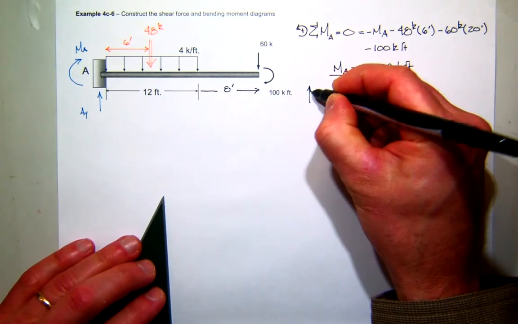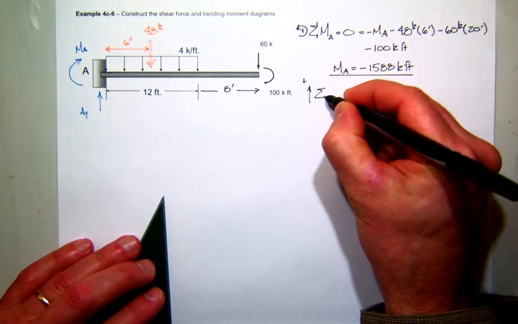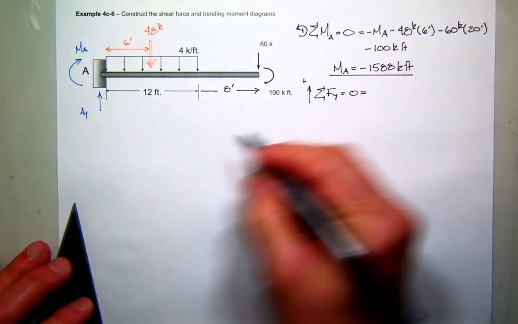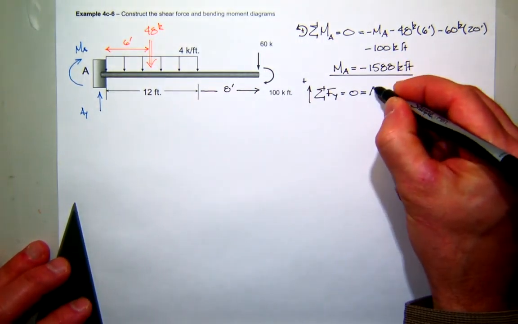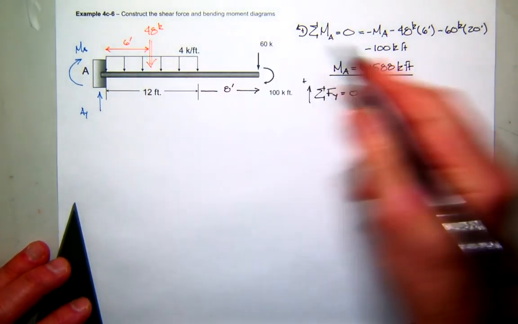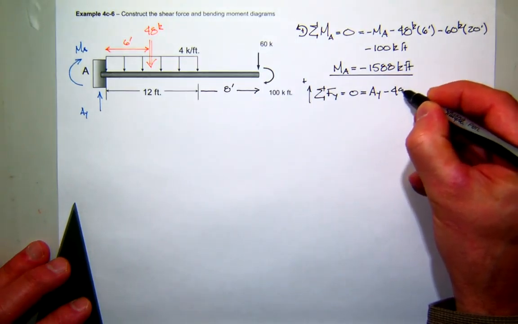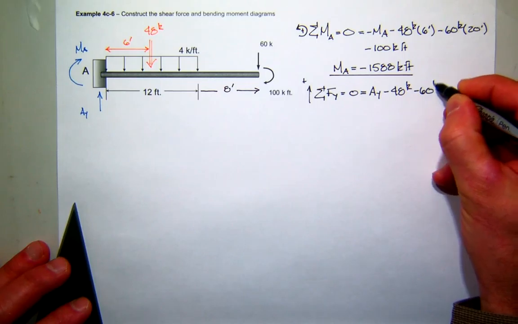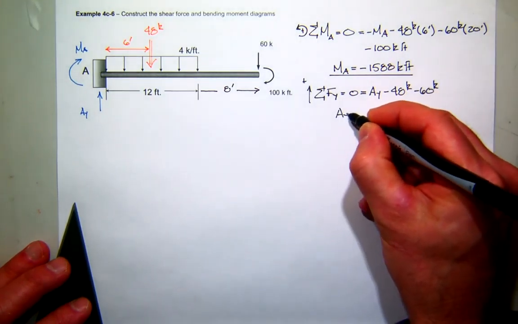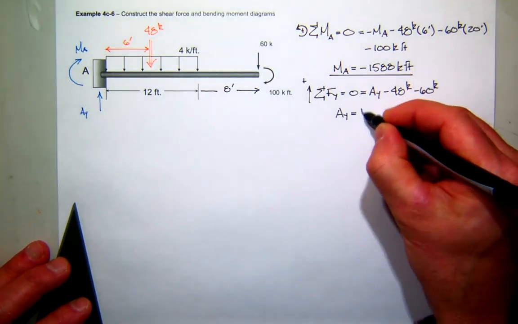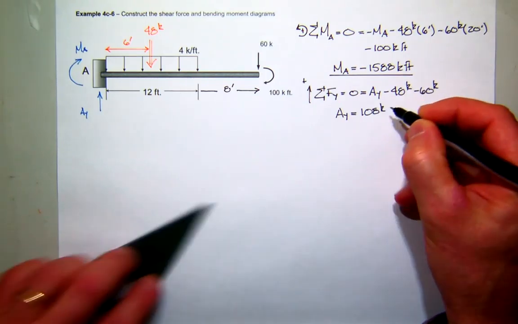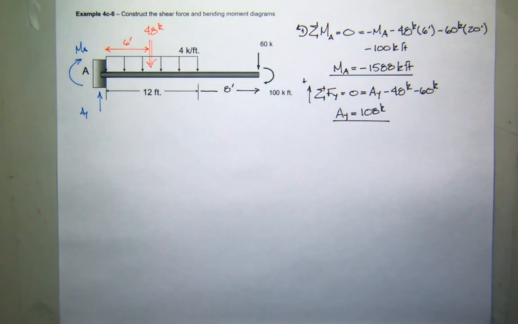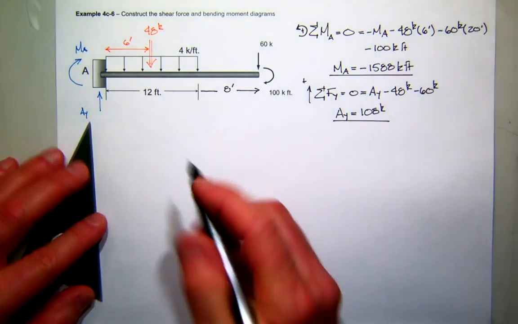And then the last reaction would be the force there. So I'll sum forces in the y direction. And let's see, I just have AY acting up. That's my only unknown. I've got the concentrated equivalent acting down, 48 and 60. So it looks like AY is 108. Any questions about that?